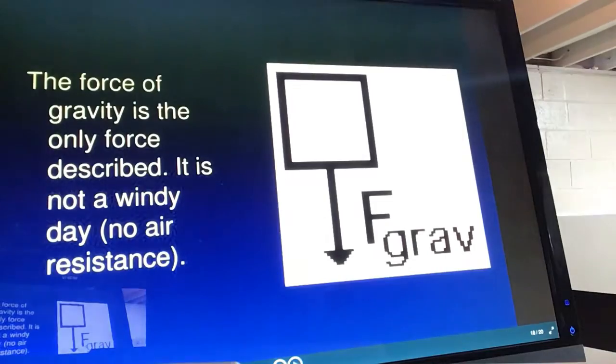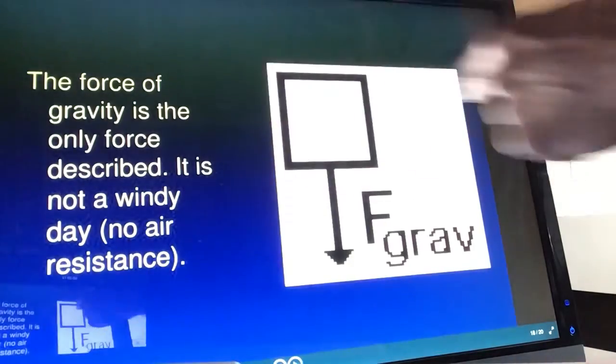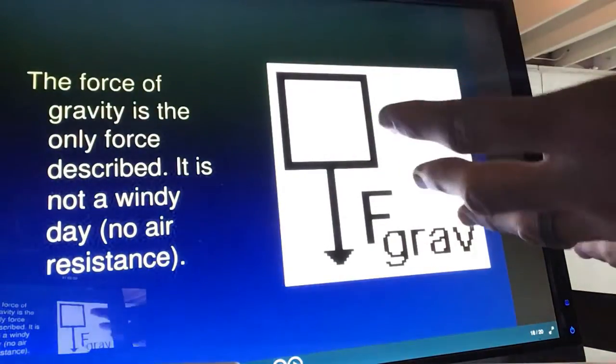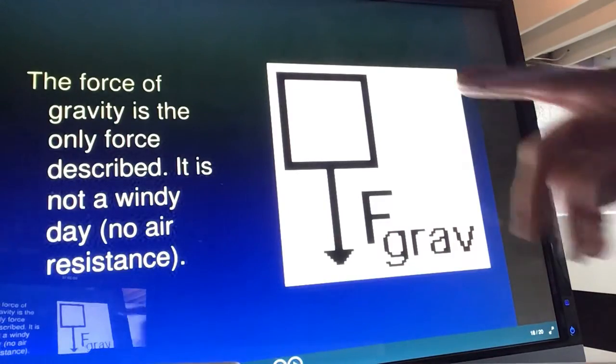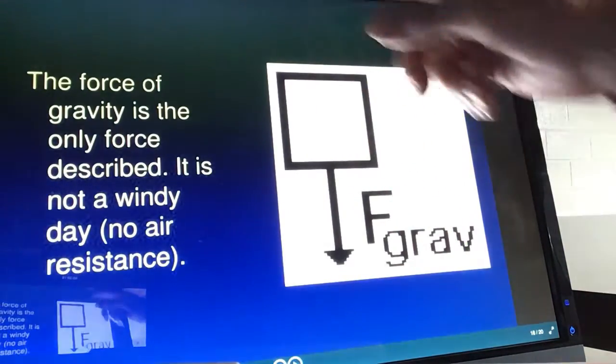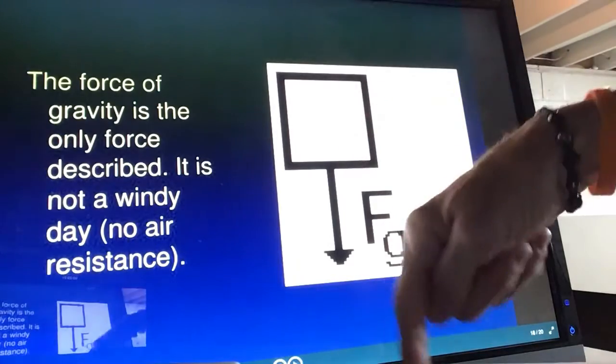It says neglect air resistance. Okay, and we're not talking about moving down the field. We know when you punt it, hopefully it doesn't go straight up. It says neglect air resistance, so we don't have air resistance opposing gravity. Just gravity pulling down on the football.